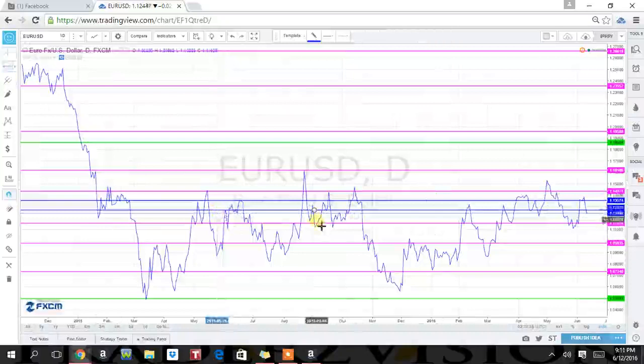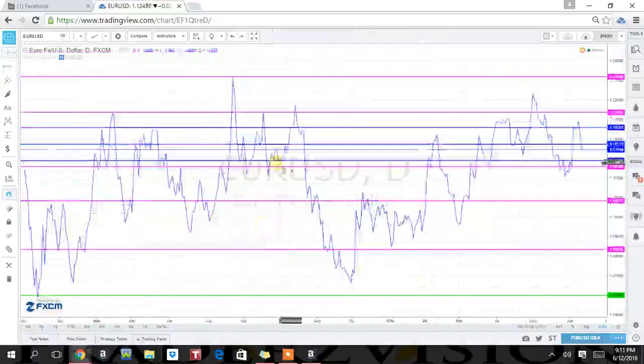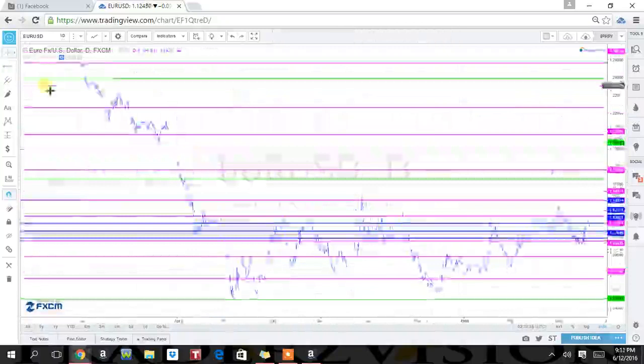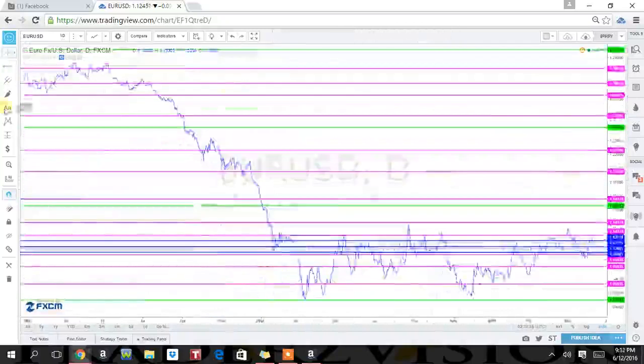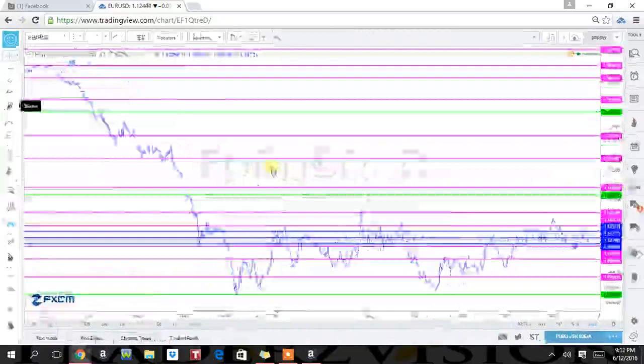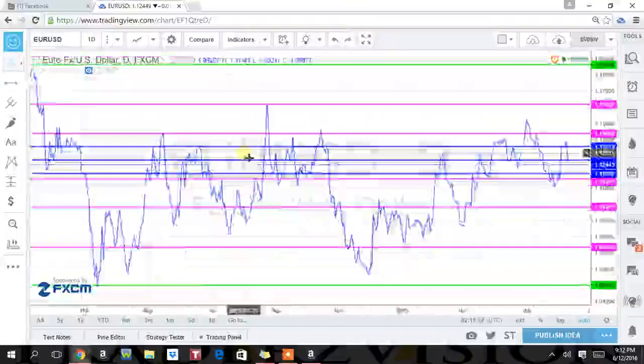Let's see. I would say right here. Prices failed here, held, bounced up, hit here, came back down here, broke through it, failed here, so we're going to keep that one.